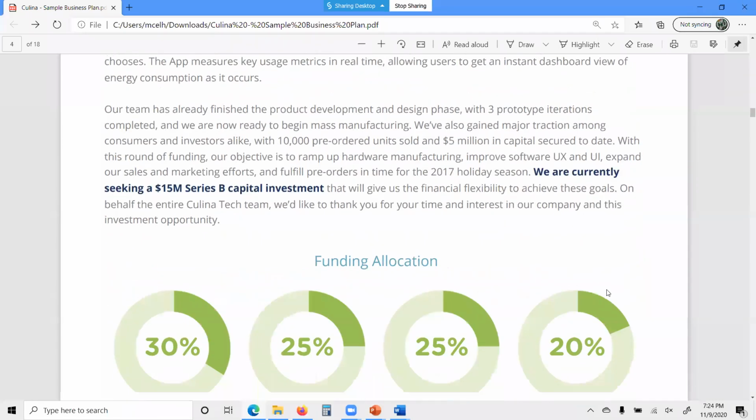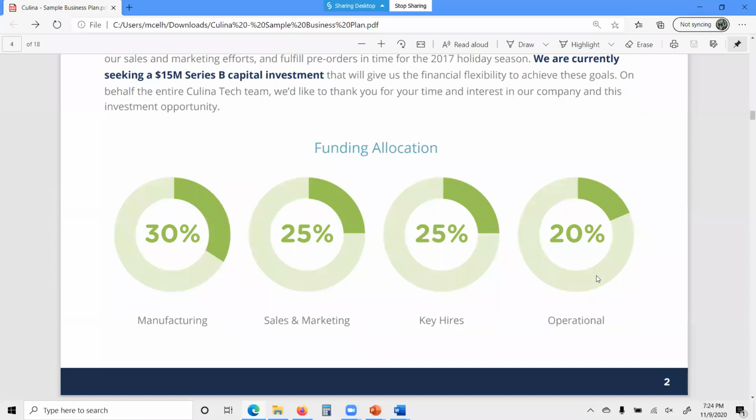Where's this $15 million going to go? That's what the funding allocation shows. Pretty much almost an even split between your manufacturing, sales and marketing, hiring individuals, and operations.